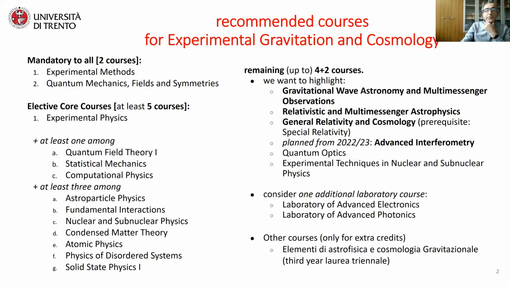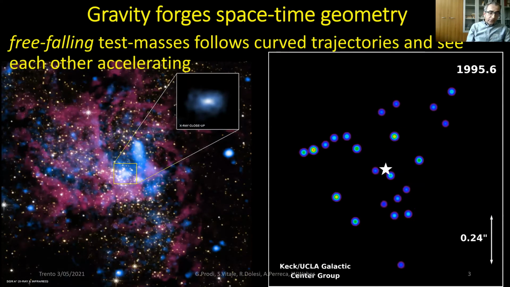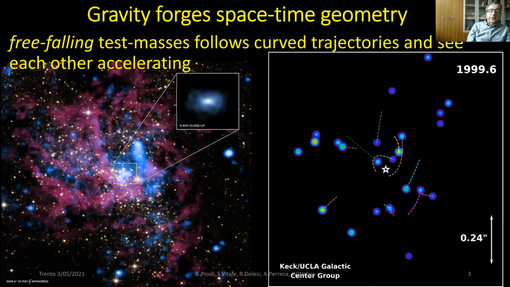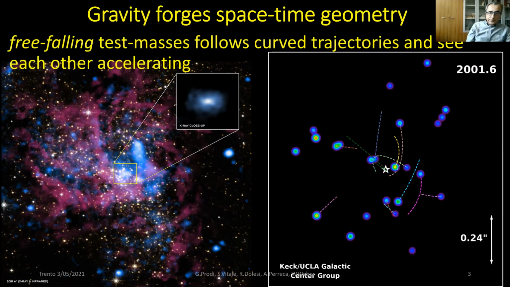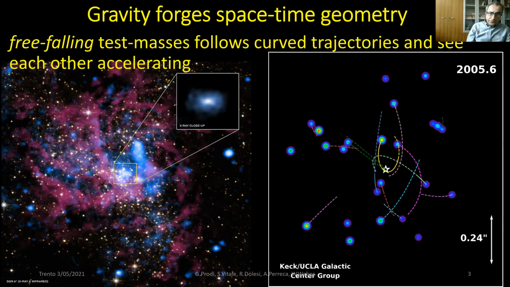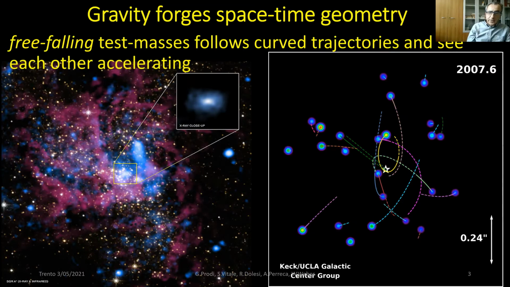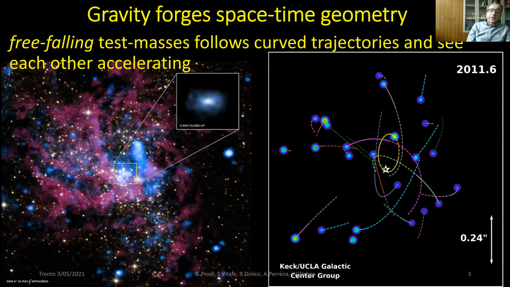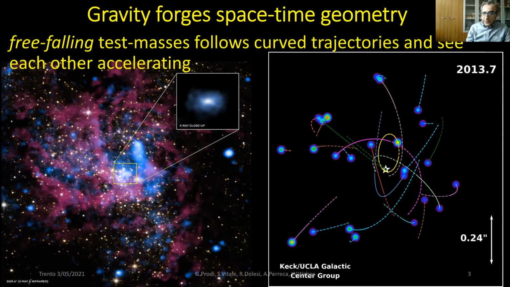But let me give you some motivation to choose the experimental gravitation and cosmology study plan. Well, the underlying motivation is that gravity forges space-time. And of course, free-falling test masses follow curved trajectories and see each other accelerating in a gravitational field.